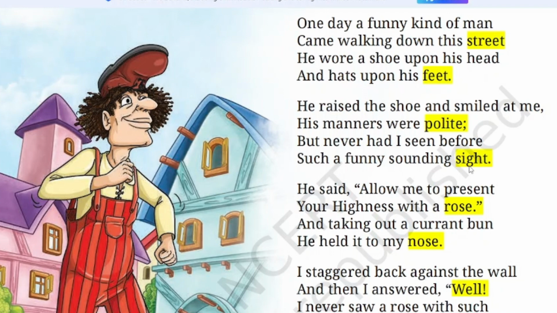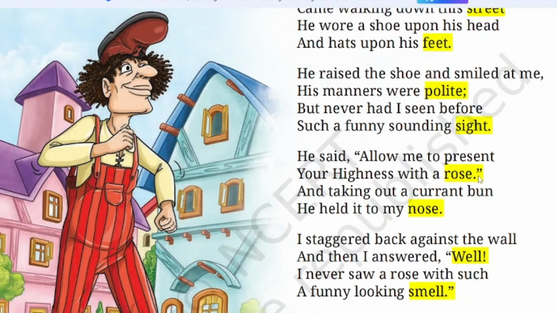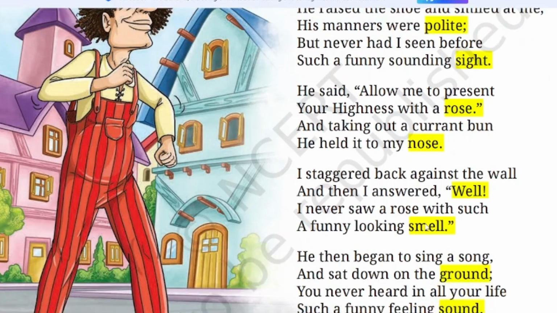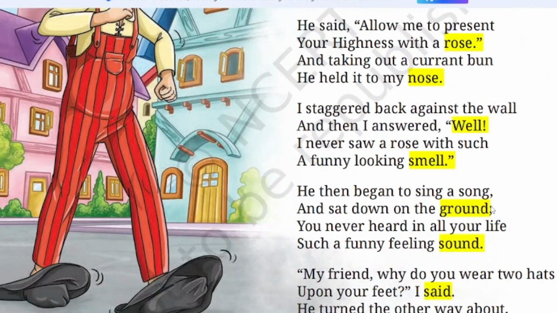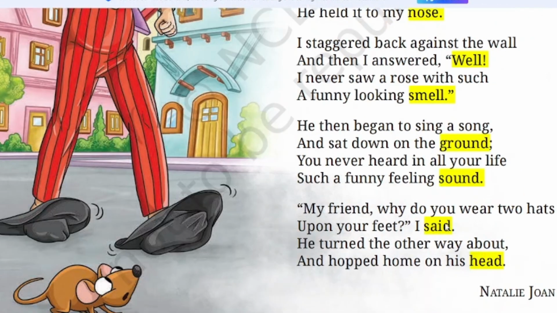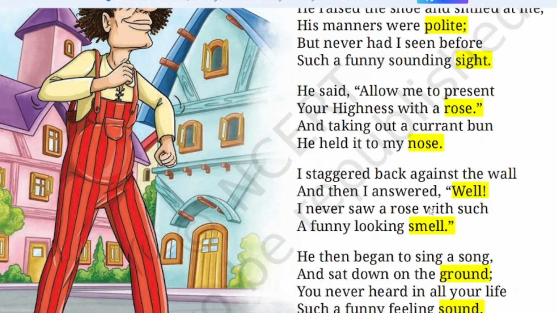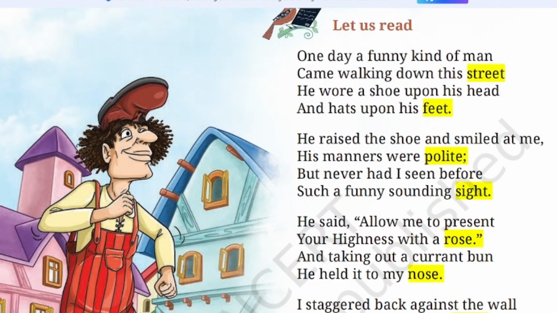So polite and sight, rhyming words. Third, rose, nose. Well, smell. Ground, sound. Said, head. So these are the pairs of rhyming words. Now let's see what is the rhyme scheme of this poem.